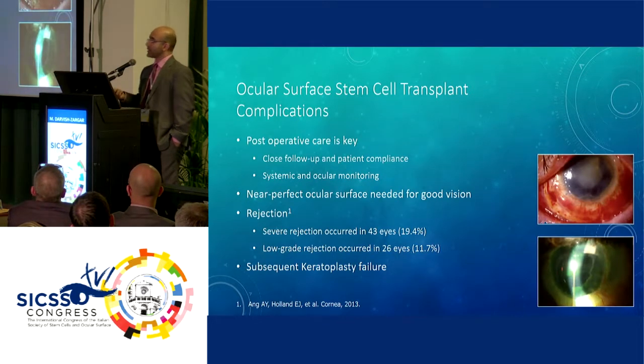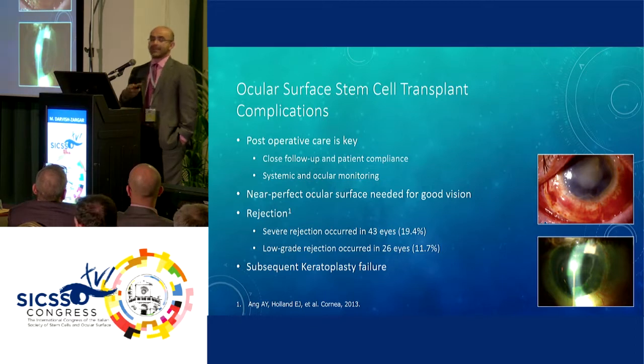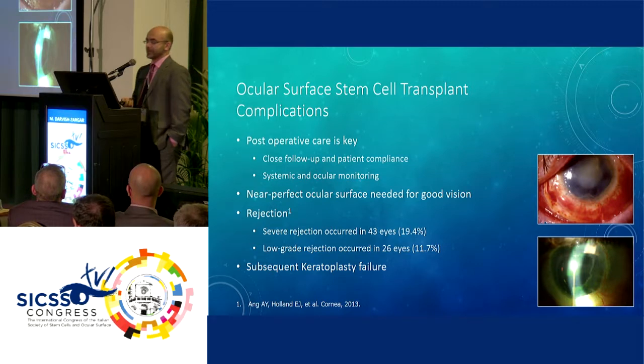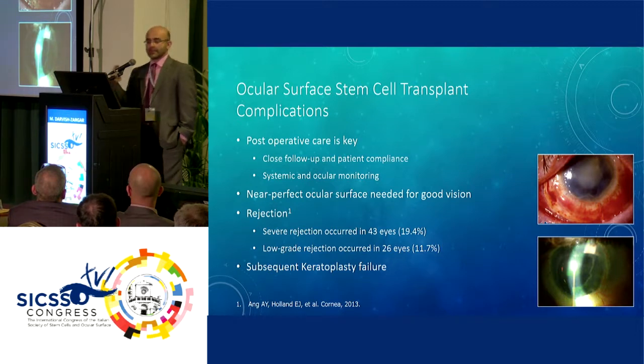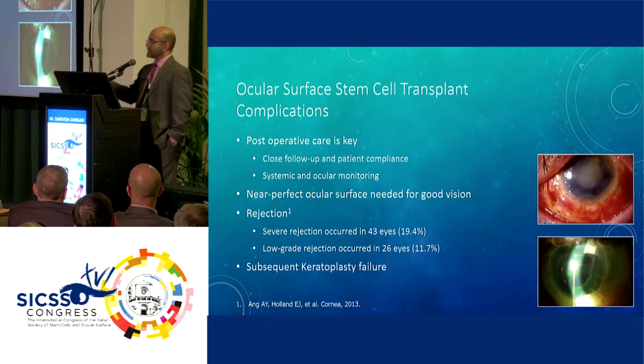There are obviously some complications, some of which have been mentioned. You have to follow them up really closely. You need expert care, and you need to see these patients regularly. You need systemic and ocular monitoring. You need almost a perfect ocular surface for good vision, and you can get rejection. As we showed, there's severe rejection and low-grade rejection, and all of those can actually happen. And also your PK, as Dr. Shah just showed, your subsequent keratoplasty can also fail.